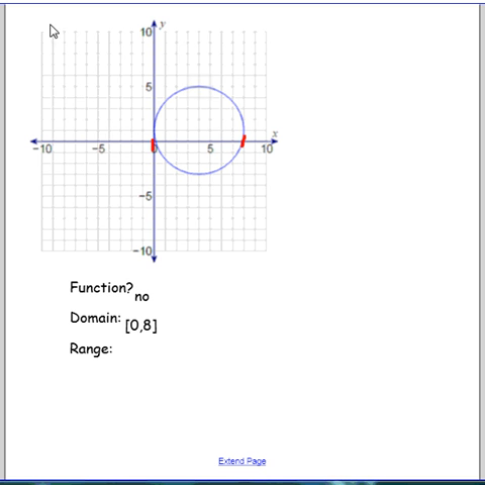Now our range is our y value, so it's our lowest to highest. Our lowest value is here, which is at -3. Our highest value is up here at 5. And so our range, again, we'll have brackets, and we're going from -3 to +5.